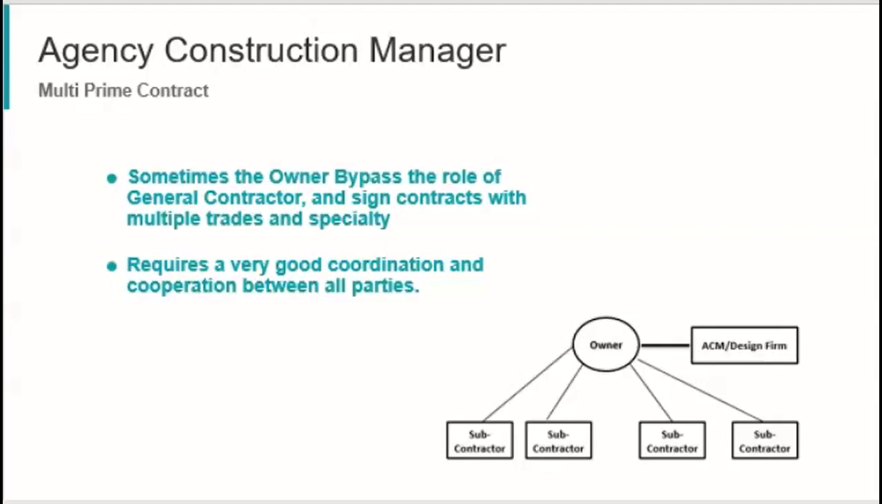The only thing I need is to sign a contract with the design firm to do the design for the permits, for sure. Therefore, sometimes the owner bypasses the role of the GC and signs contracts with multiple trades and specialties. The owner can act as the GC here, as we can see, or hire the ACM, which will act as a GC and hire the subcontractors.